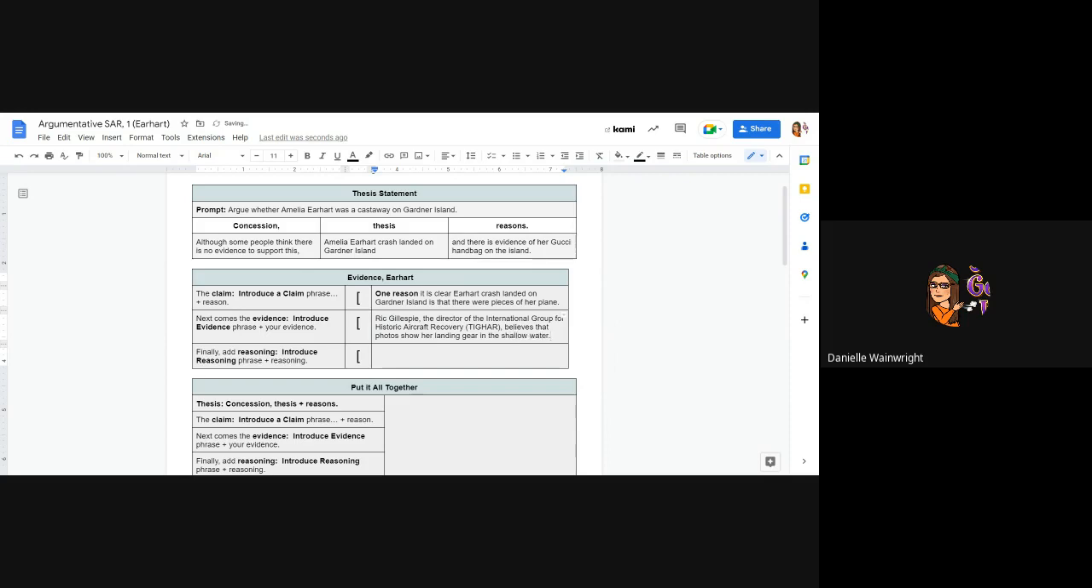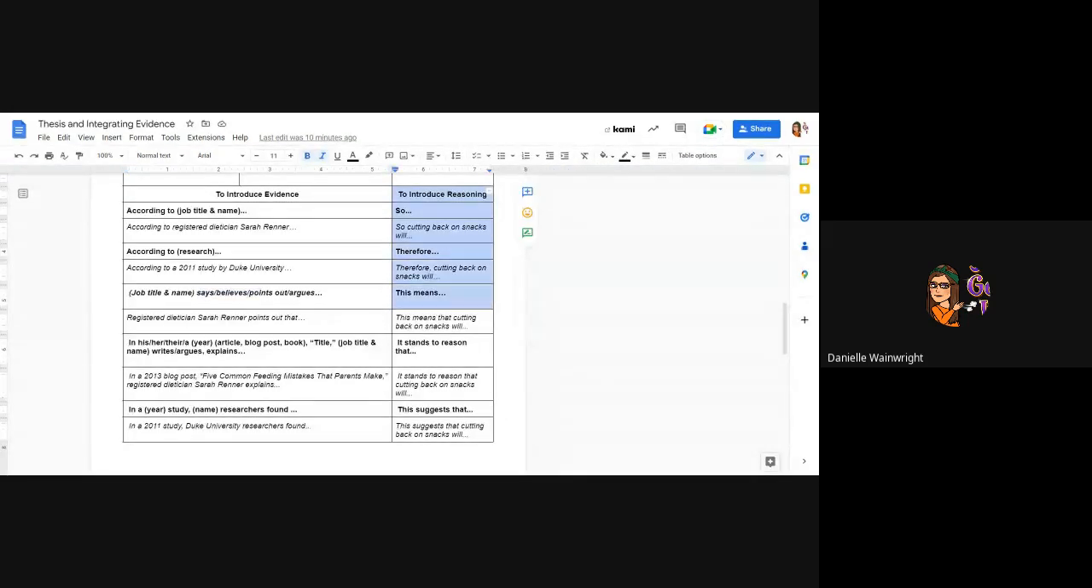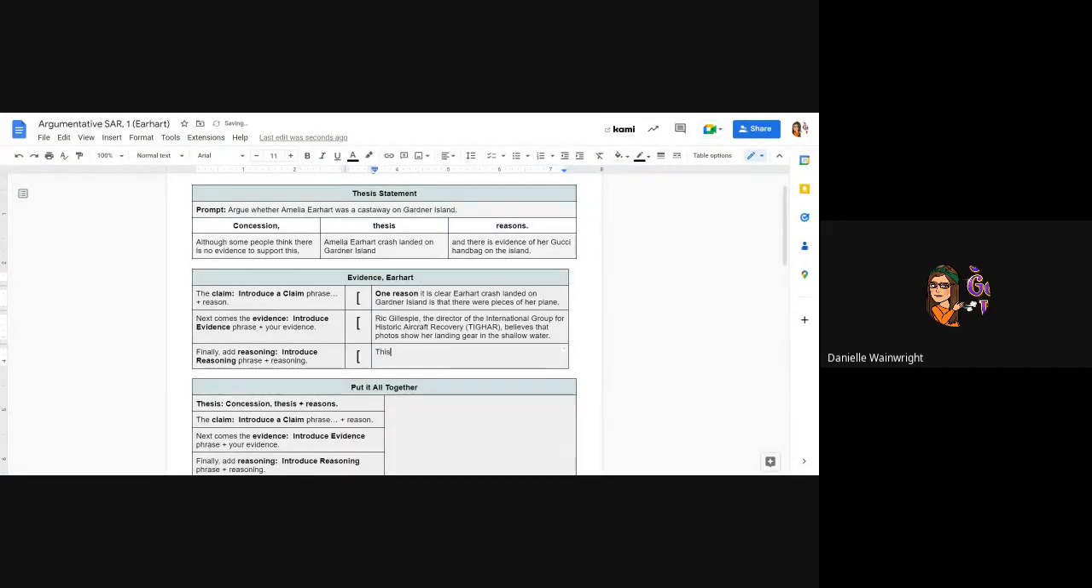Right, and now I got to do reasons. So let's go back and look. So to introduce reasoning, "this suggests." I'm going to say "this suggests" because it's far from proven. So I'm going to go back. So then here, "this suggests that Earhart landed on the island." Boom.